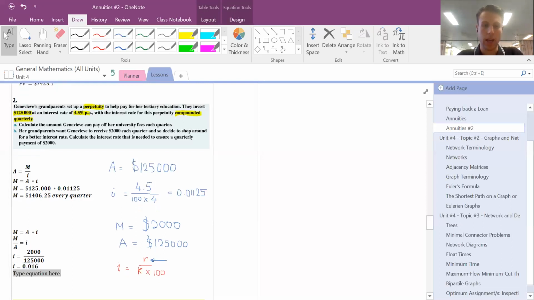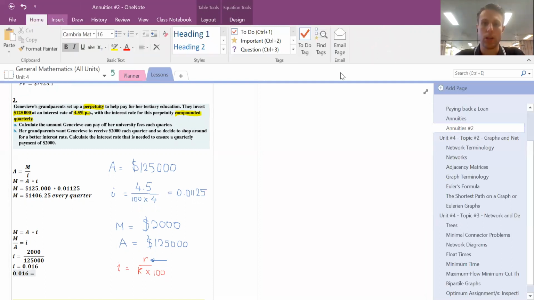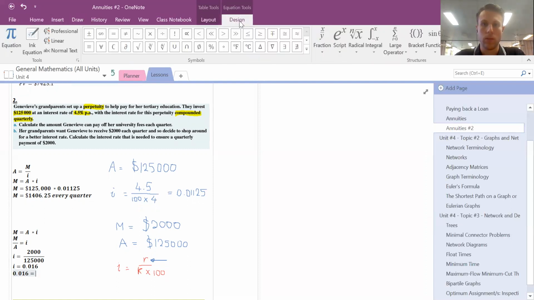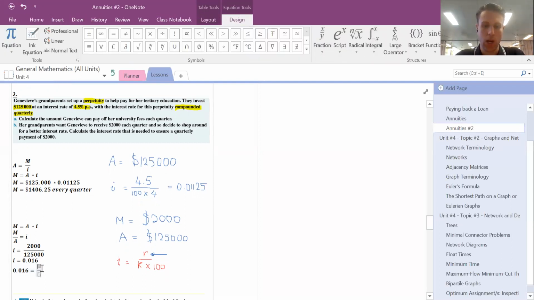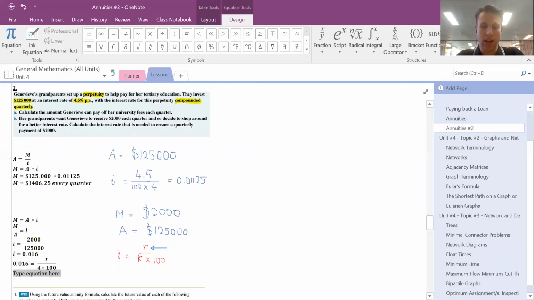Let's go to our next thing, and we know that I equals R divided by K times 100. So that means 0.016, since it is I, must equal R divided by K times 100. So we can put that as our fraction. We'll put R on the top. We're going to put K on the bottom, which is our compounding period. Our compounding period for this is 4 because it's quarters. So I've got 4 times by 100, which is the same as dividing by 400. So on our next step to get our R by itself, instead of dividing by 400, let's times by 400.